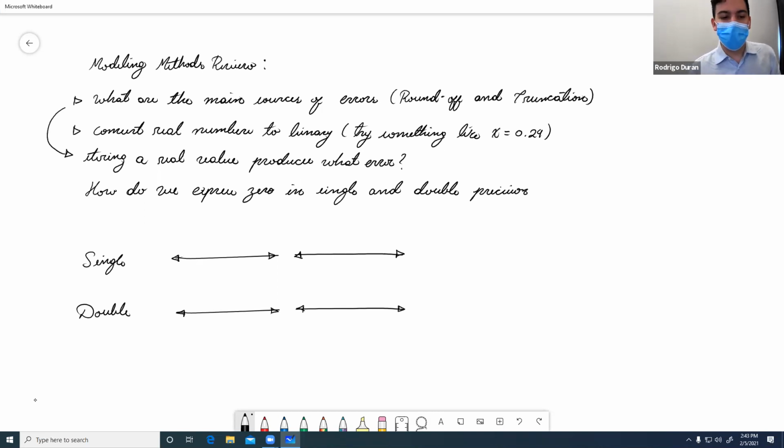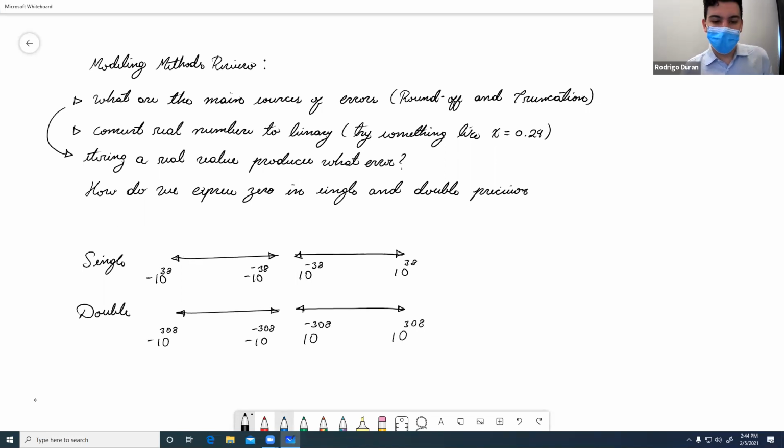And the way that we can express the values for here is we go from -10 to the 38 to -10 to the -38. You have +10 to the -38 and +10 to the 38. And then for double precision, you have -10 to the, no, this is actually positive 308, -10 to the -308, and then 10 to the -308, and then 10 to the 308.